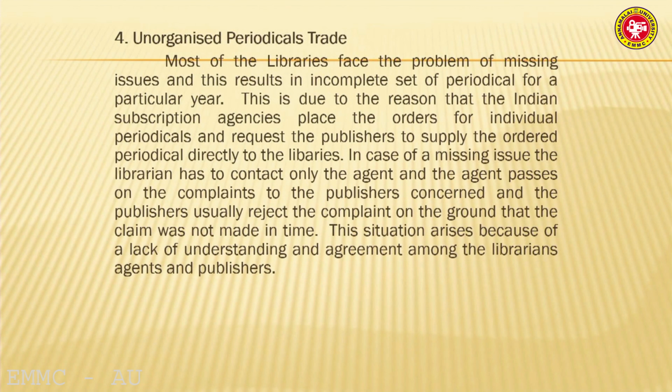Then unorganized periodical trade. That means we send the periodical list to the publisher's agent and the vendors, but the publisher sends the material, that is the journal, directly to the librarian or library itself. That creates some problems. So we have to maintain a good relationship between the periodical publisher, the agent, and the library. This is called unorganized periodical trade.